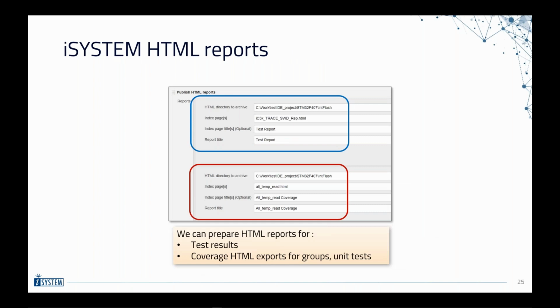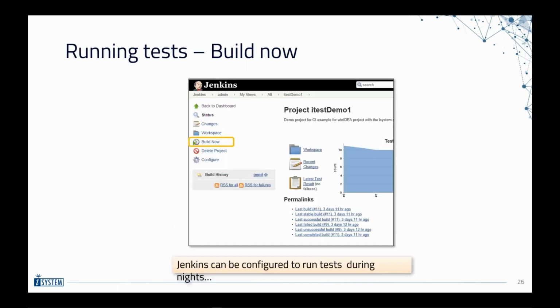The testIDEA can also generate HTML test reports and coverage measurement HTML reports. These reports can be included in the Publish HTML reports setting of the freestyle project configuration. After saving the configuration of the freestyle project, we can manually start the Jenkins test by clicking on Build Now. Of course, Jenkins can be configured to run tests at a given time.